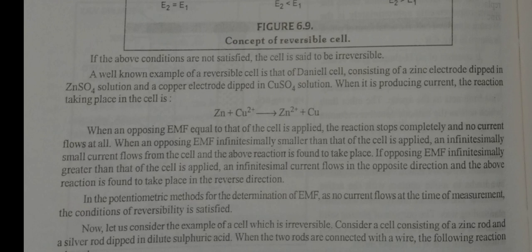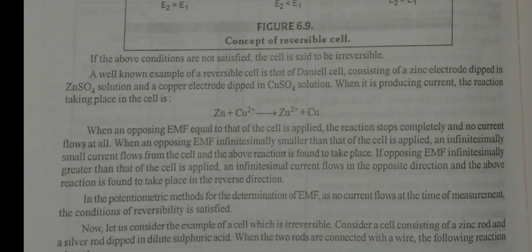A well-known example of a reversible cell is that of Daniell cell, consisting of a zinc electrode dipped in a zinc sulfate solution and a copper electrode dipped in copper sulfate solution. When it is producing current, the reaction taking place in the cell is zinc plus copper ions gives zinc ions plus copper. When an opposing EMF equal to that of the cell is applied, the reaction stops completely and no current flows at all.